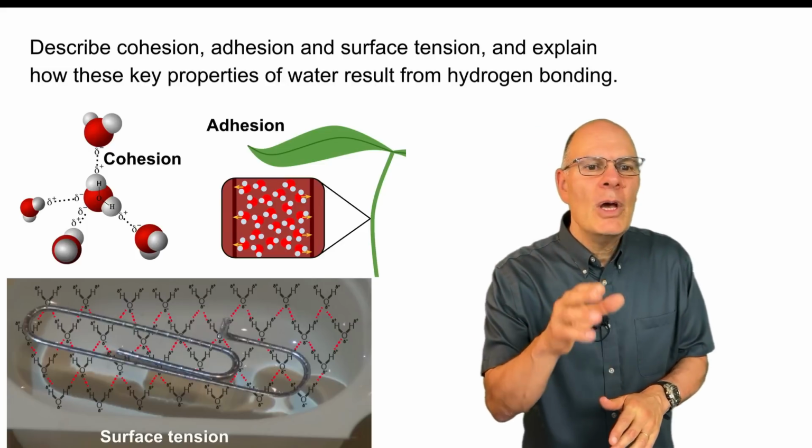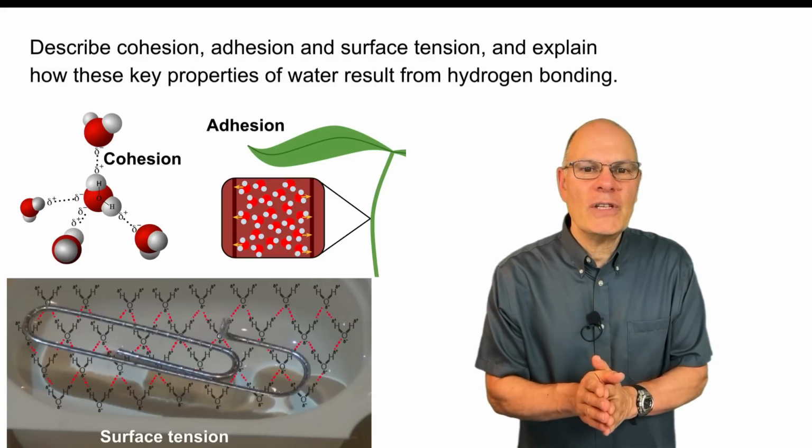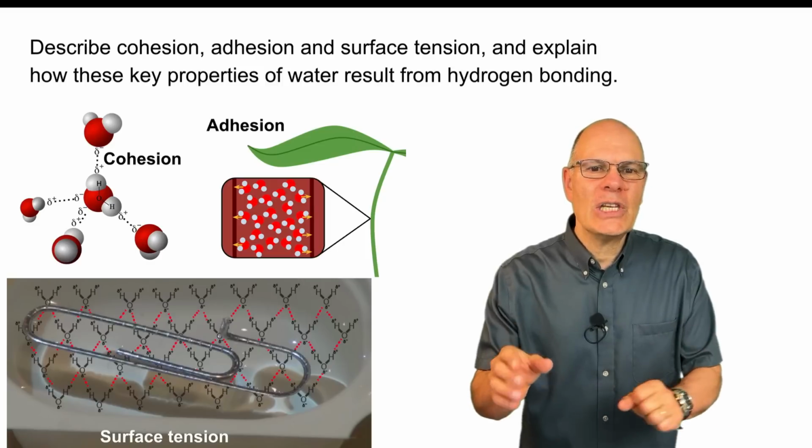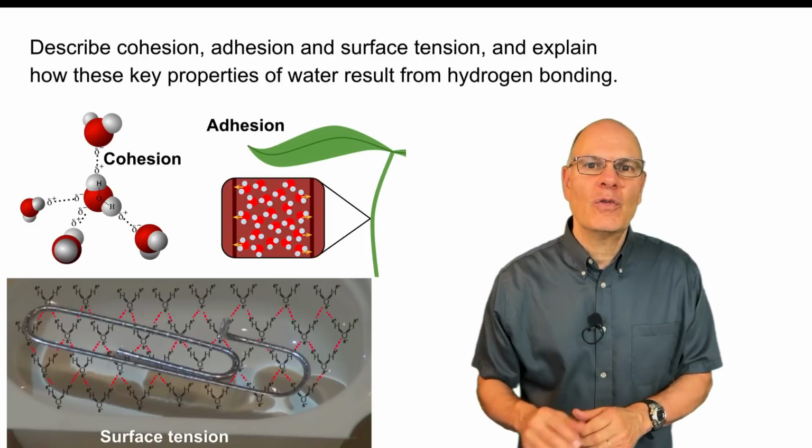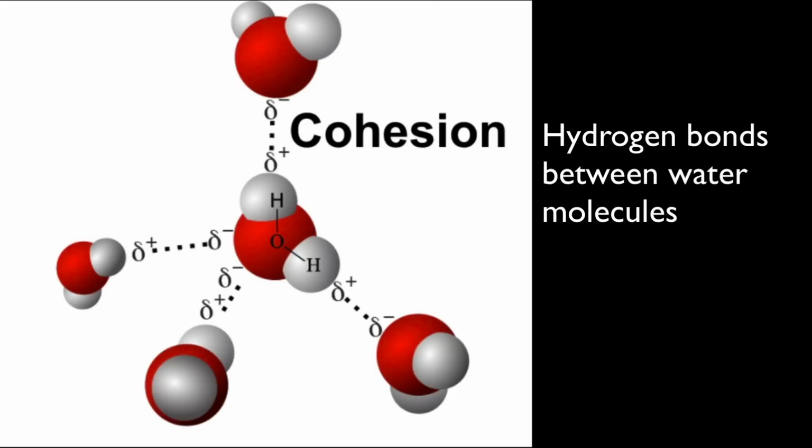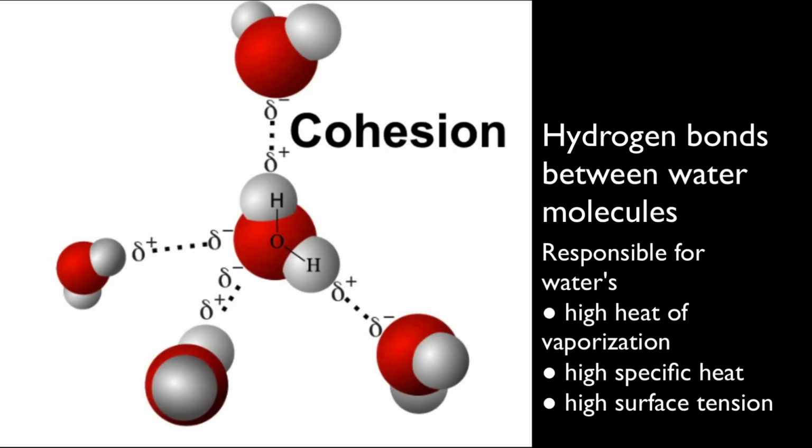Describe cohesion, adhesion, and surface tension, and explain how these key properties of water result from hydrogen bonding. Cohesion, that's hydrogen bonds between water molecules. So this is cohesion right here. And it's responsible for many of water's very peculiar properties. It's a very small molecule, but it has a very high heat of vaporization. It takes a lot of energy to get water to evaporate. A high specific heat, it can hold a lot of heat, and it has high surface tension, which we'll talk about below.